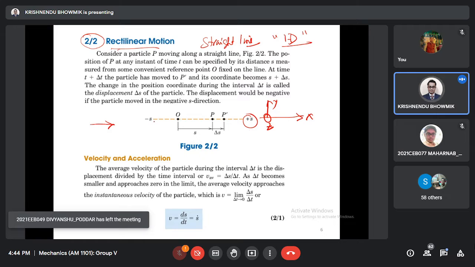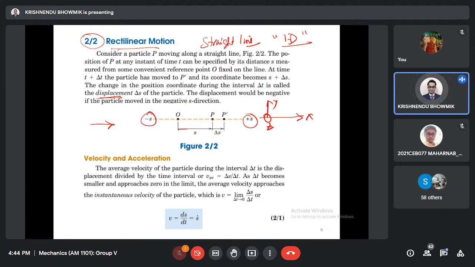Maybe this is some plus s. S stands for displacement traveled by one particle within some time. So this is s, this is plus s, this is minus s along the x-axis, and this is some distance s, and this is delta s. From the concept of velocity, the average velocity v was delta s by delta t, and the instantaneous velocity was ds by dt, or s dot.